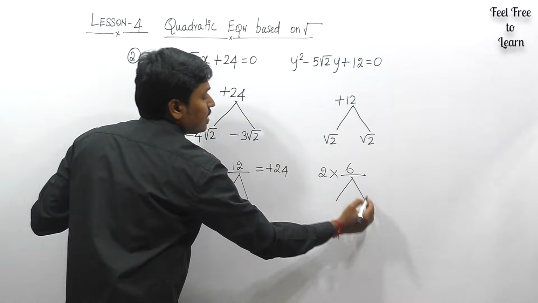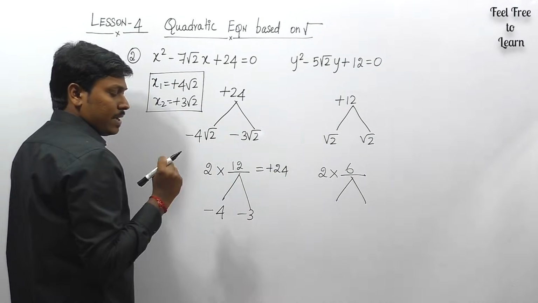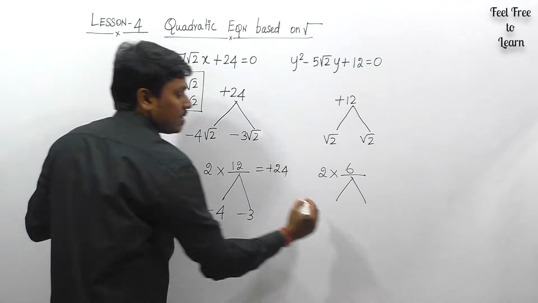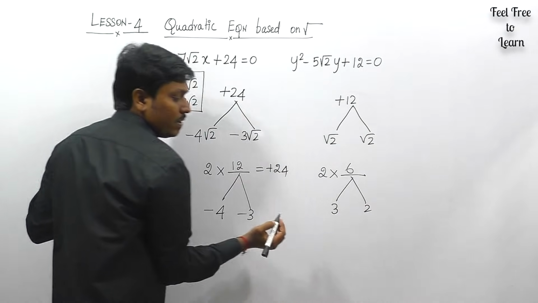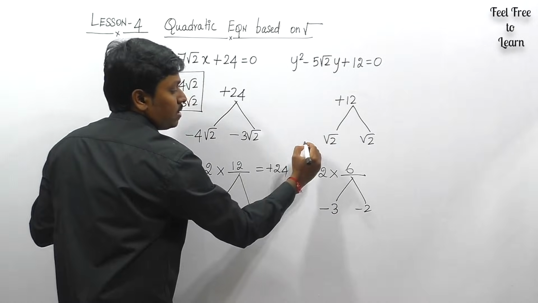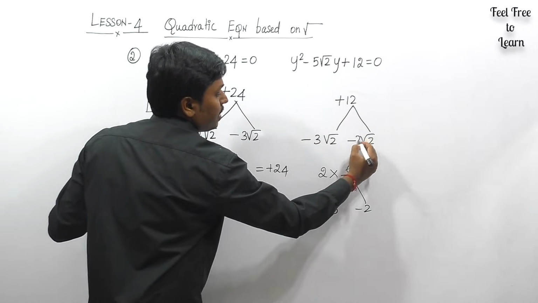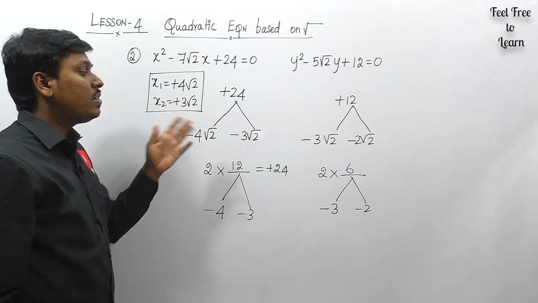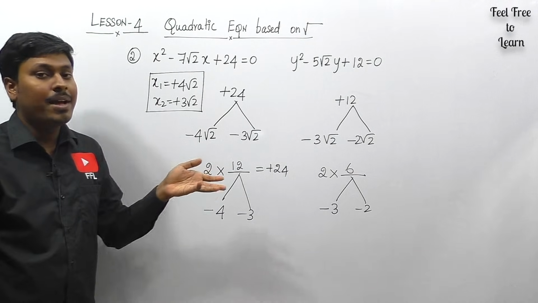Now split the 6 in order to get minus 5. So I think we can write this as 3 into 2, because 3 into 2 will be 6, but our target is to bring minus 5. So minus 3 minus 2. So finally minus 3 root 2 minus 2 root 2. So friends, finally we got the factor that is minus 3 root 2 and minus 2 root 2.